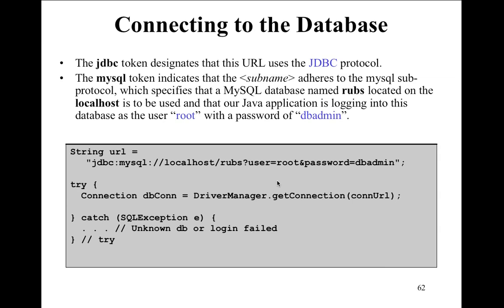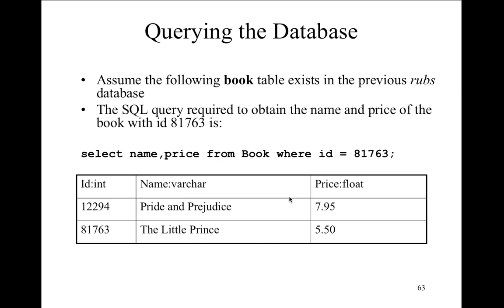So to query the database is kind of easy. We create a string that has a query in it, and then we send the query to a query object. So assume that the following book exists in the previous RUBS database. So this is the RUBS table, and this data exists in the database. The SQL query required to obtain the name and the price of the book whose ID is 81763 is select name, comma, price from book where ID is equal to 81763.